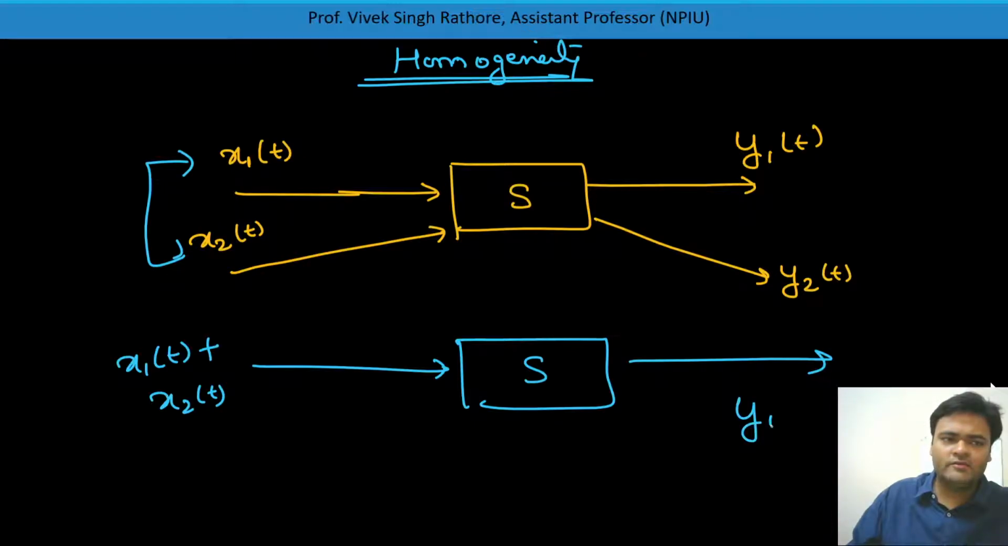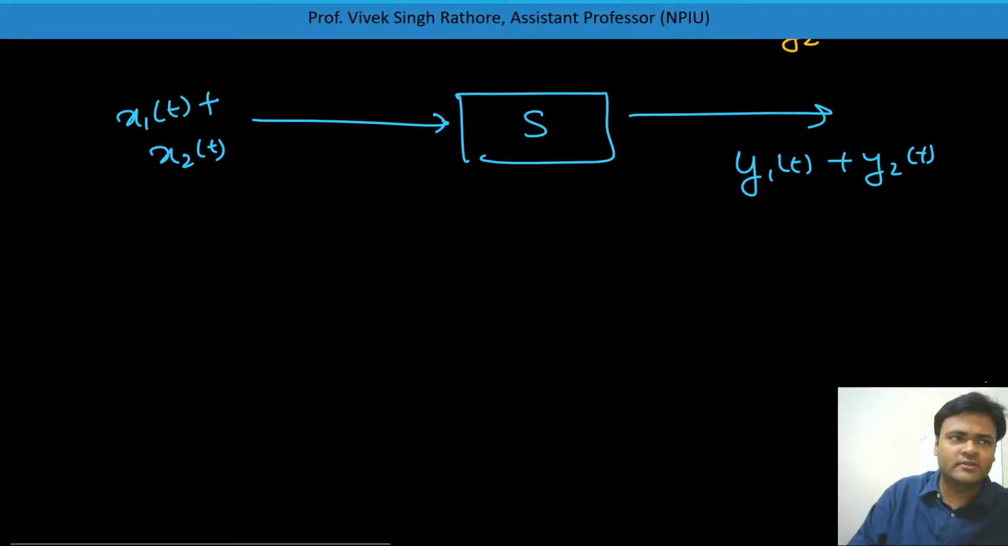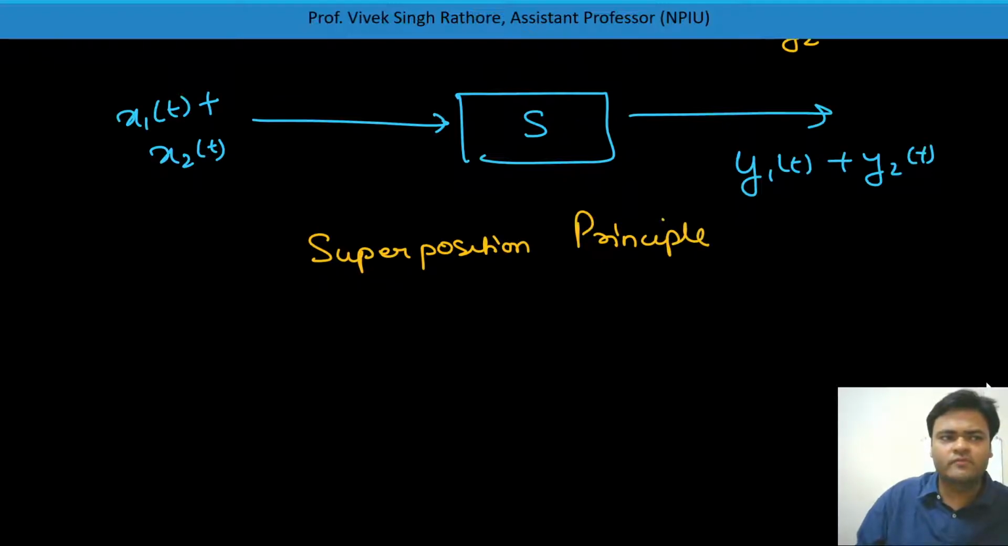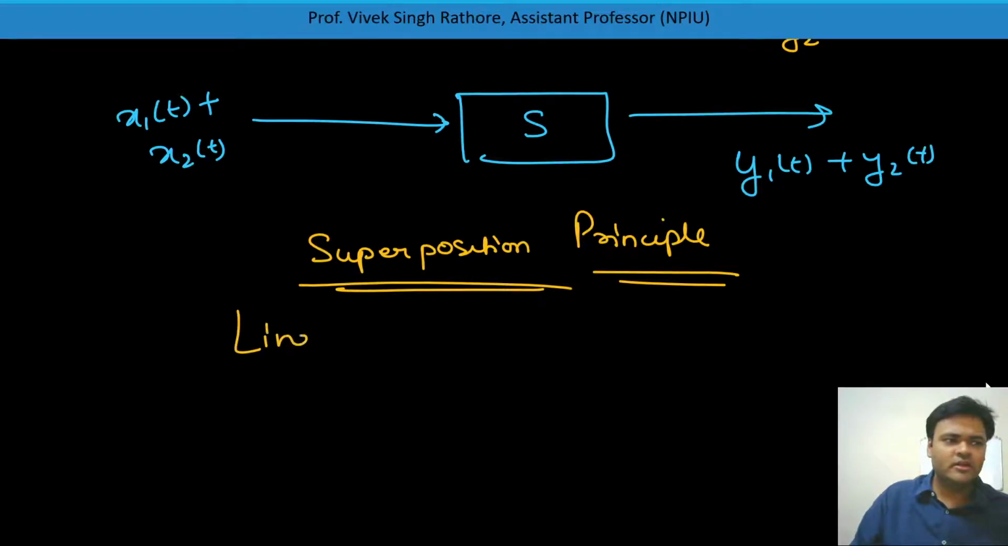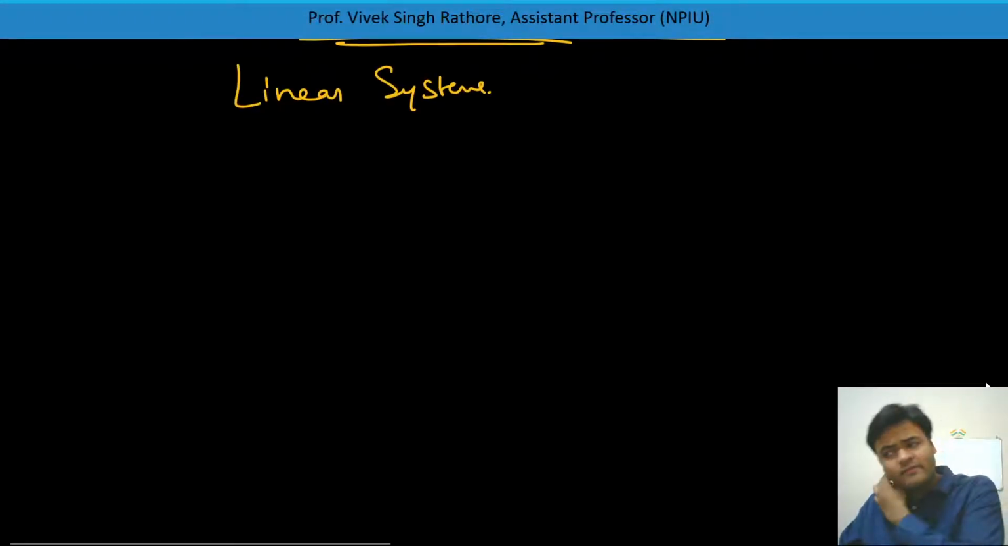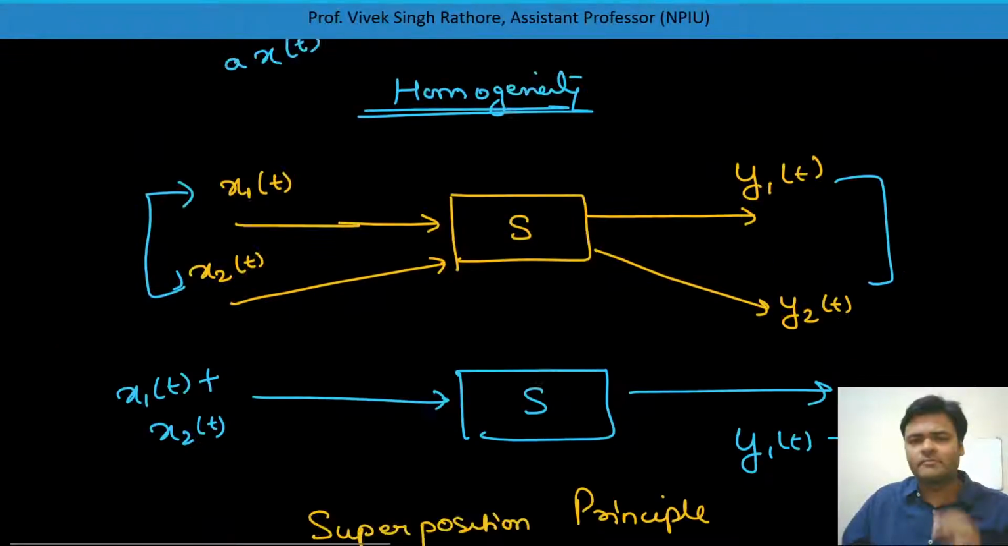If you get output as y1(t) plus y2(t), it means a combination of these outputs, then definitely you can verify that this satisfies the superposition principle. Those systems which satisfy both the principles are said to be linear systems. If it does not verify at least one of the principles, or both, the system is called a non-linear system. So it should satisfy both principles for being linear.